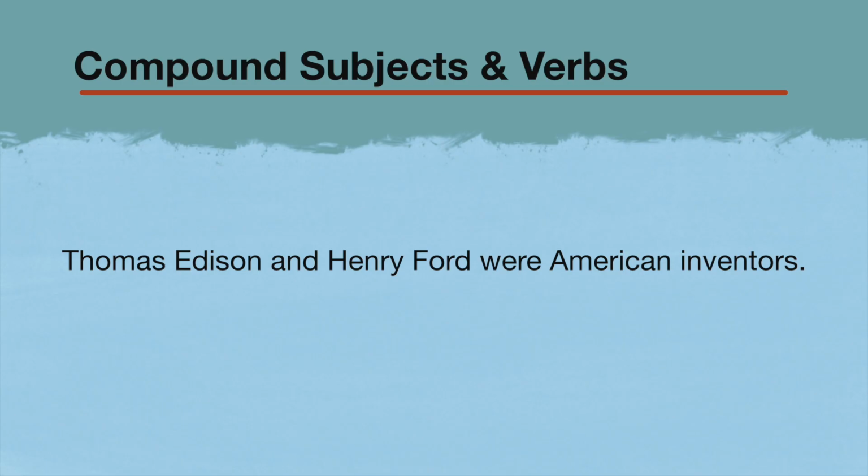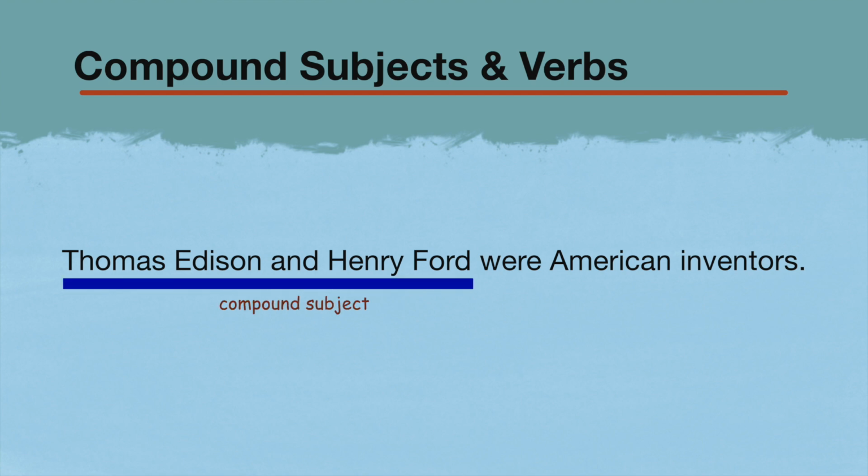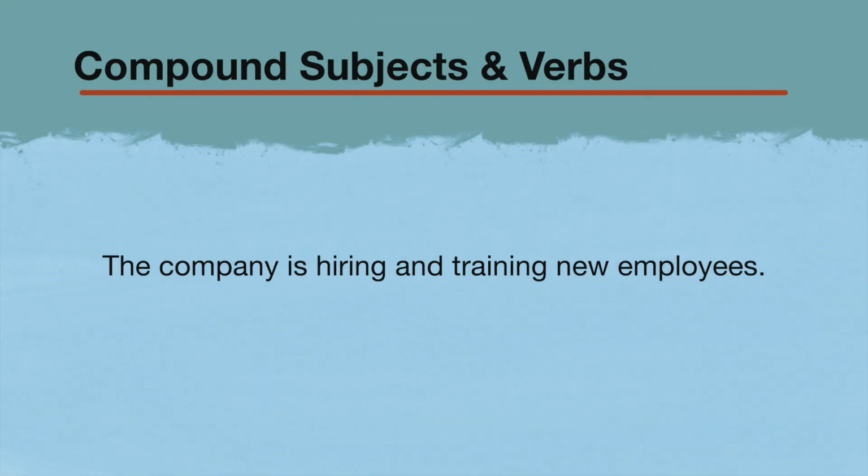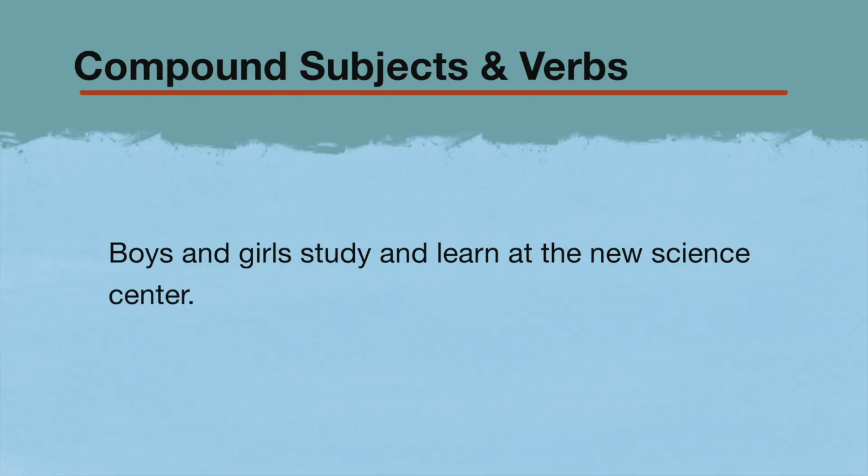A simple sentence may also have a compound subject or a compound verb, as in this example here. Thomas Edison and Henry Ford were American inventors. Here, Thomas Edison and Henry Ford make a compound subject. In our next example, the company is hiring and training new employees. Now here, hiring and training make a compound verb. Now you can also have both a compound subject and a compound verb in one sentence, such as, boys and girls study and learn at the new science center.